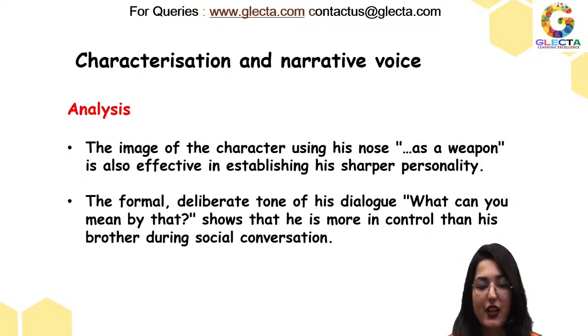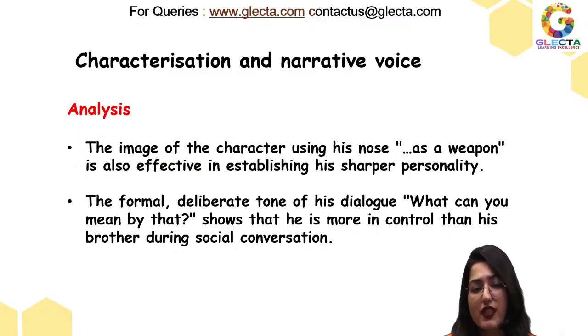The image of the character using his nose as a weapon is also effective in establishing his sharper personality. The formal, deliberate tone of his dialogue, "What can you mean by that?" shows that he is more in control than his brother during social conversation. Again, this is a kind of contrast we can see between Lewis and Benjamin.